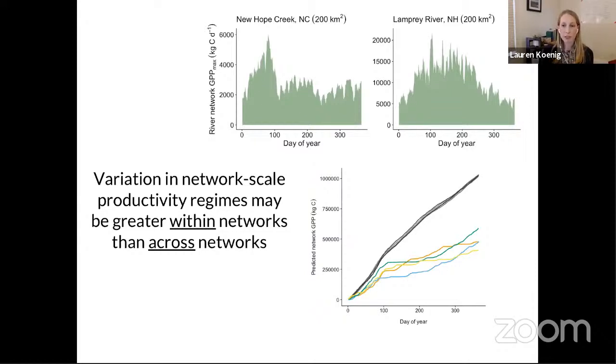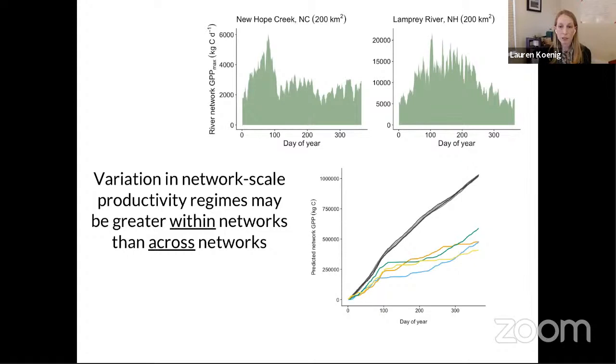And so our initial motivation was to determine to what extent there are distinctive productivity regimes for whole river networks. And what I hope I've shown you today is that the envelope is broad, okay? And so this can encompass a range of seasonal productivity patterns. But the variation in network scale productivity regimes may be greater within individual networks due to interannual variability and the effects of hydrologic disturbance, not to mention other factors like grazing that we haven't considered, than across river networks.